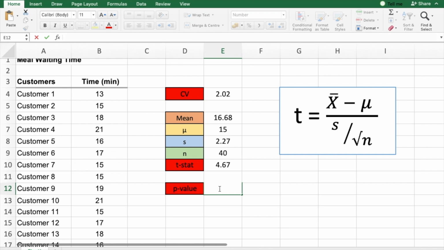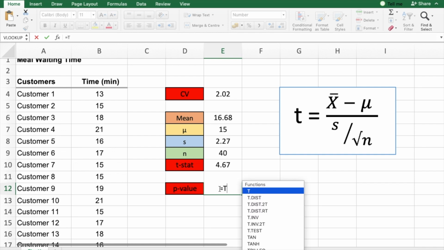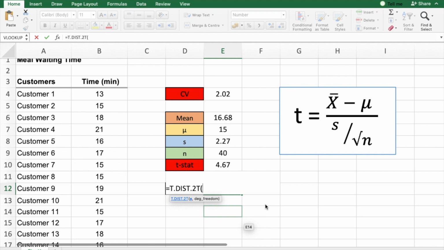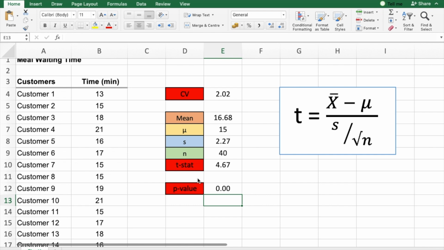So let's calculate the p-value, equal sign, t dot dist two-tailed. What they require here is the value of the t-stat, which is 4.67, and we need the degree of freedom, which is 39. We click enter. So you can see the p-value here is equal to 0.00.